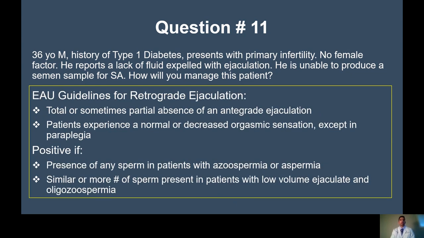So the EAU guidelines for retrograde ejaculation are as follows. Total or sometimes partial absence of an antegrade ejaculation is the definition of this. Patients experience a normal or decreased orgasmic sensation except in paraplegics. A post-ejaculatory UA is positive if there's presence of any sperm in patients with isospermia or aspermia. And typically, this is defined as a similar or more number of sperm present in patients with low volume ejaculate and oligospermia. So the patient should have more sperm in the urine than in the ejaculate.